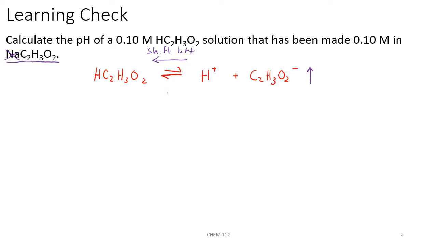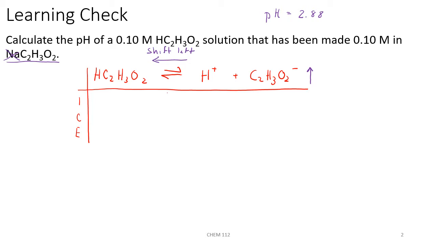We want to see how that's going to impact the pH of our solution compared to just a pure 0.1 molar acetic acid solution, which we said the pH of that pure acetic acid solution that we calculated previously was about 2.88. So we're going to start off by making an ice table because we still have a weak acid solution.